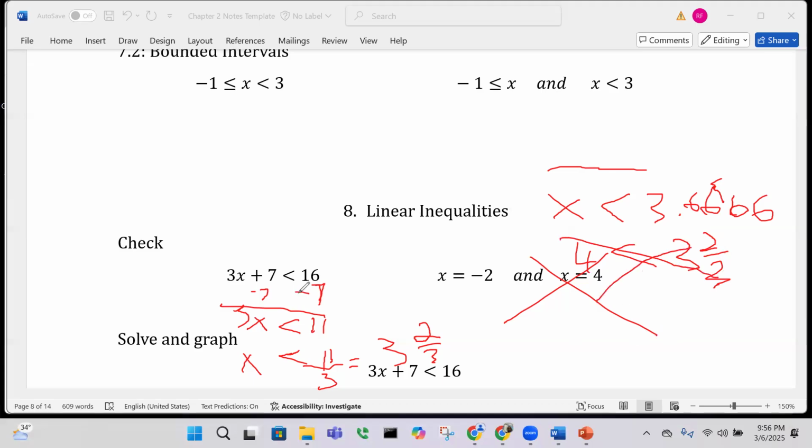That's really what this is. Everything we do is to test the numbers that you get. When I test the number, is the statement true? That's what it means to be a solution.